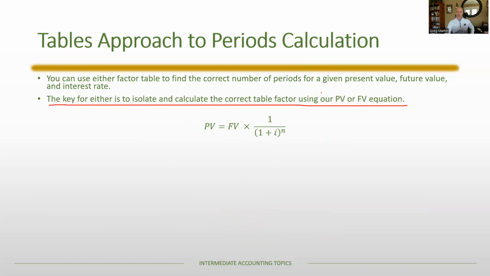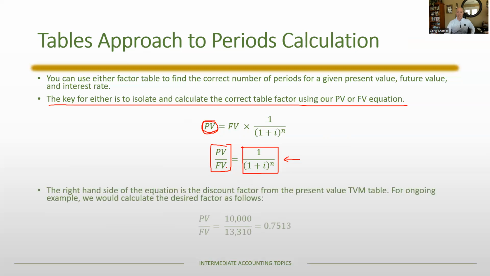When we do this math, if I'm looking at the present value factor table, I can see that on the left-hand side I've got PV over FV, and on the right-hand side, this is the factor. So this piece of information right here is how we calculate the factor from the table.